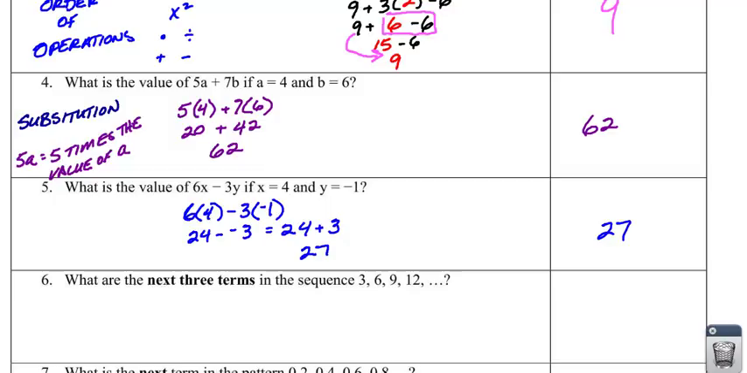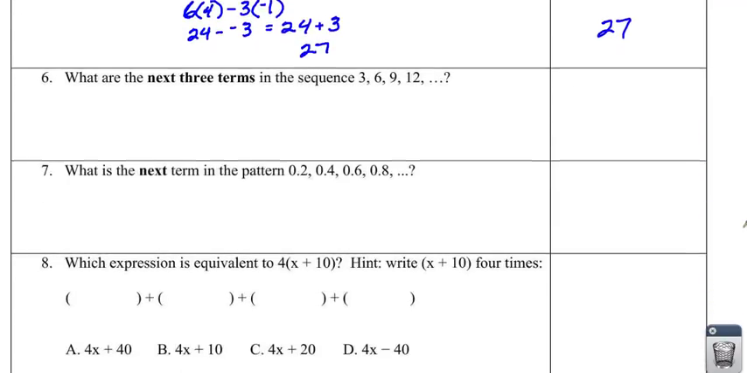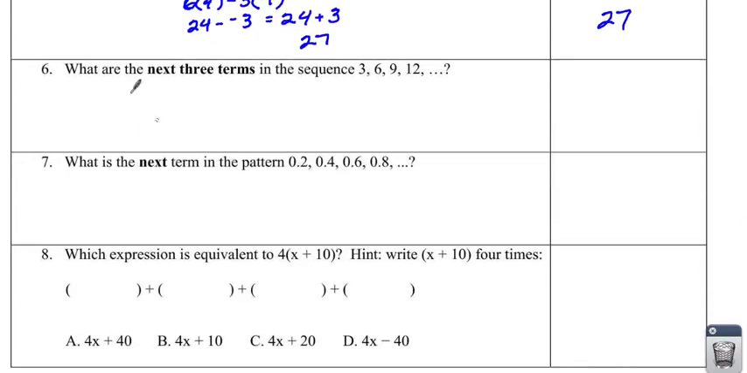Numbers 6 and 7 are sequence problems. So we're looking for the pattern, and they want the next 3 terms. So 3, 6, 9, 12. These are growing by 3 each time. Every time it goes up by 3. So 12 plus 3 is 15, plus 3 is 18, plus 3 is 21. So our next 3 terms are 15, 18, and 21.